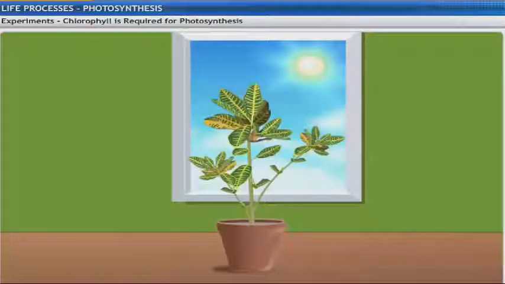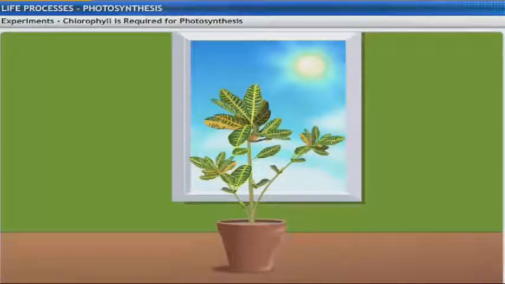You will find that the leaf which had been covered with the black card becomes brown. The uncovered leaf becomes blue-black, indicating the presence of starch. Since the leaf of the plant that was exposed to sunlight turned blue-black, you can conclude that light is essential for photosynthesis. Let's conduct a small experiment to prove that chlorophyll is necessary for photosynthesis to take place.